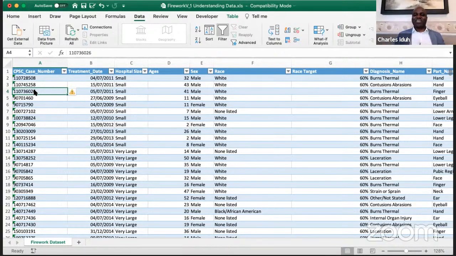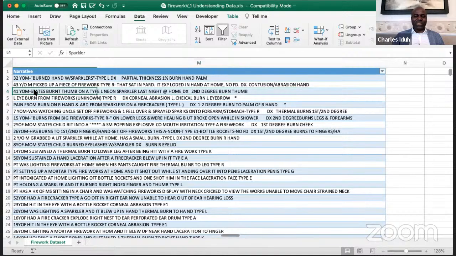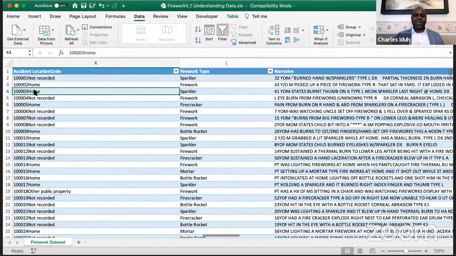Now you guys are exciting me. But do you know that these burns have something? Let me take you to column L. I know you may not have column L. What does column L tell us? Look at it. Column L is talking about fireworks. So I think these are burns caused by fireworks, which is what CPSC deals with, safety standards.